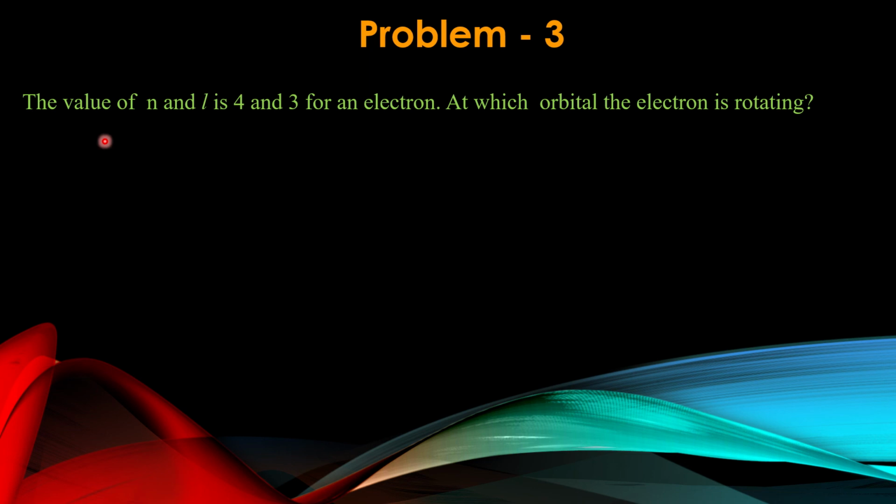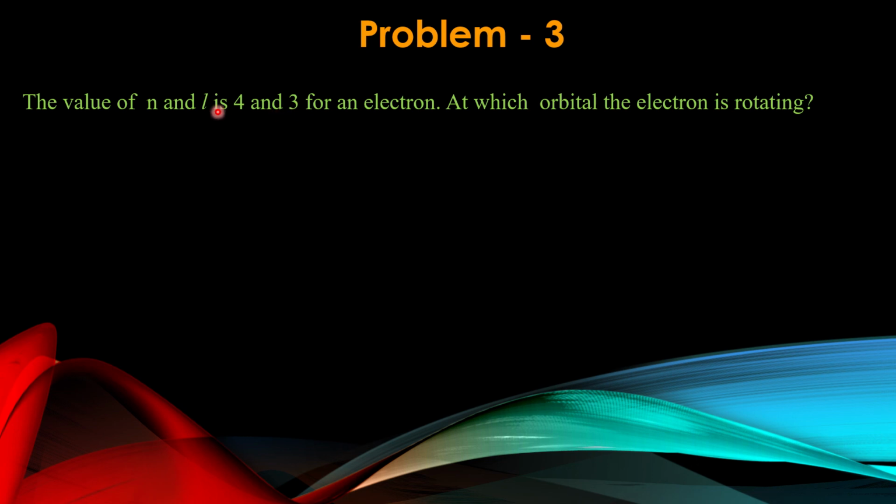Now another problem. Here the values of n and l are given. The values of n and l are 4 and 3 for an electron. You have to find out the orbital where the electron is rotating. So when the value of n is 4, that means obviously the electron is rotating in the fourth shell, and the value of l is 3.